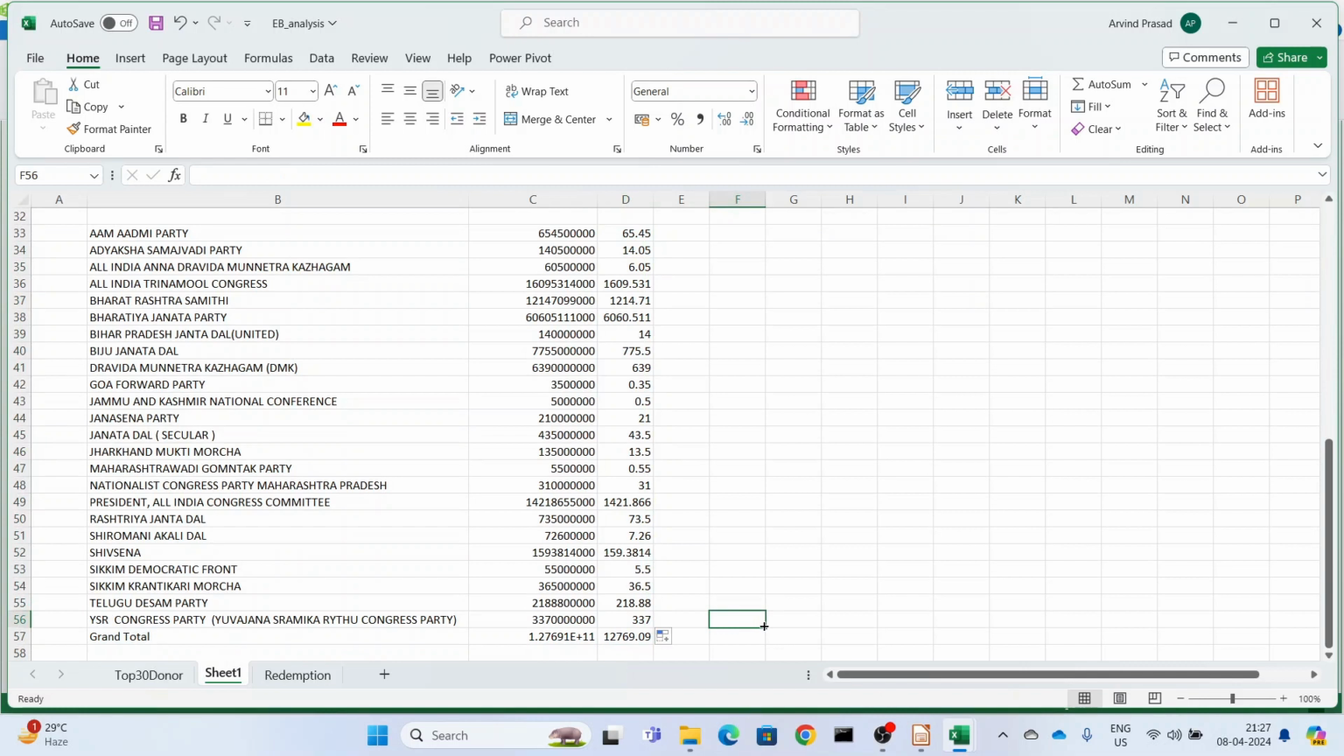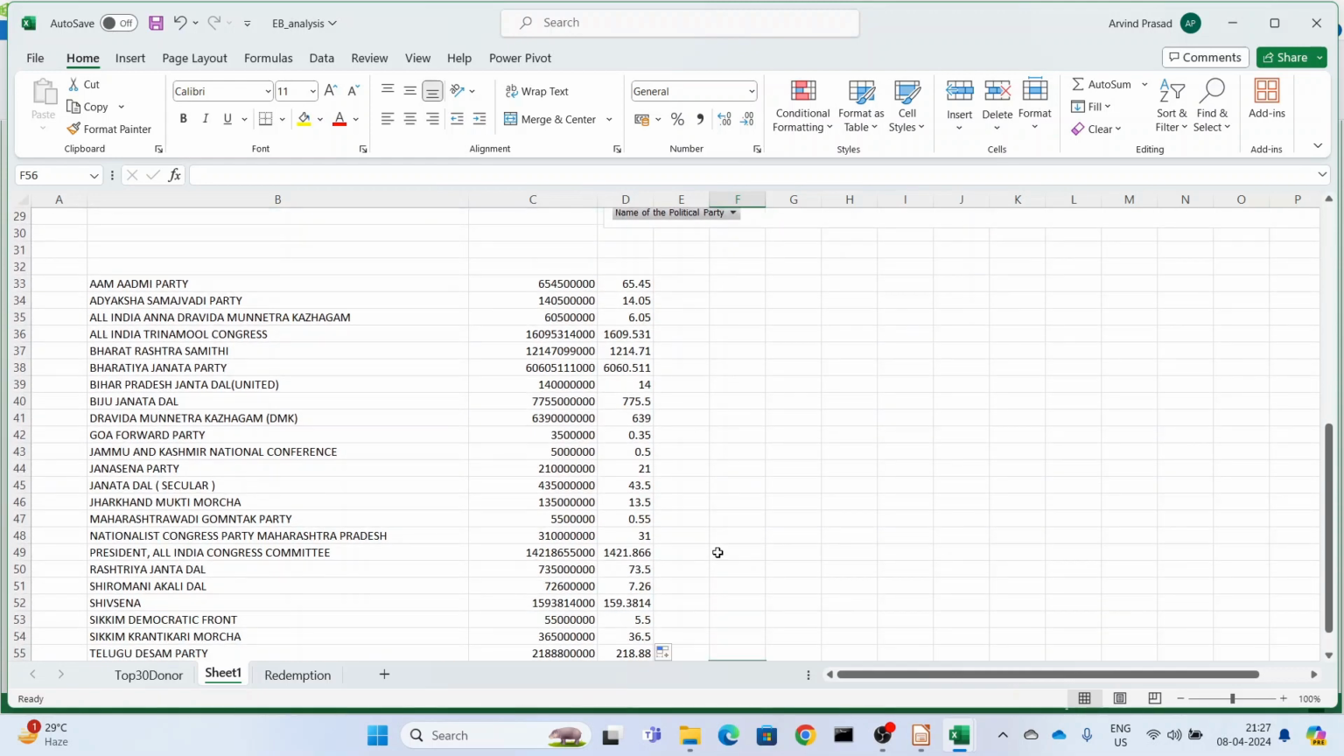So what we find here, 12,796 crores is the total amount of redemption. Well, it's very close to what was the amount of money spent, and obviously it is more than the amount of bonds that were purchased, and I have explained already the reason for it.